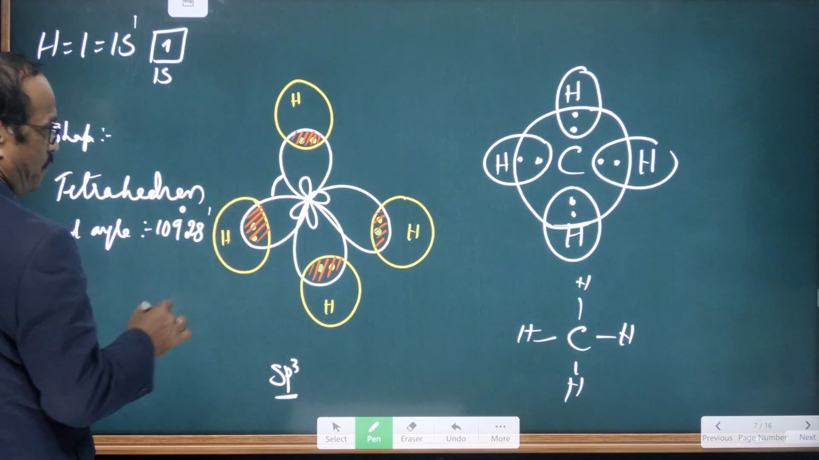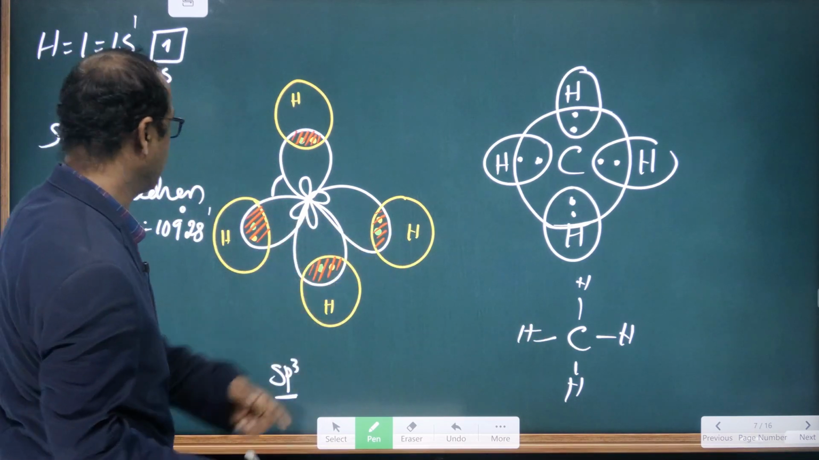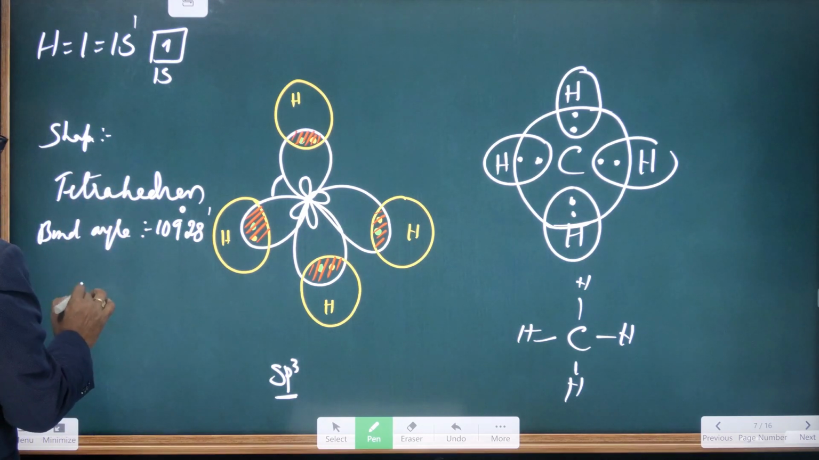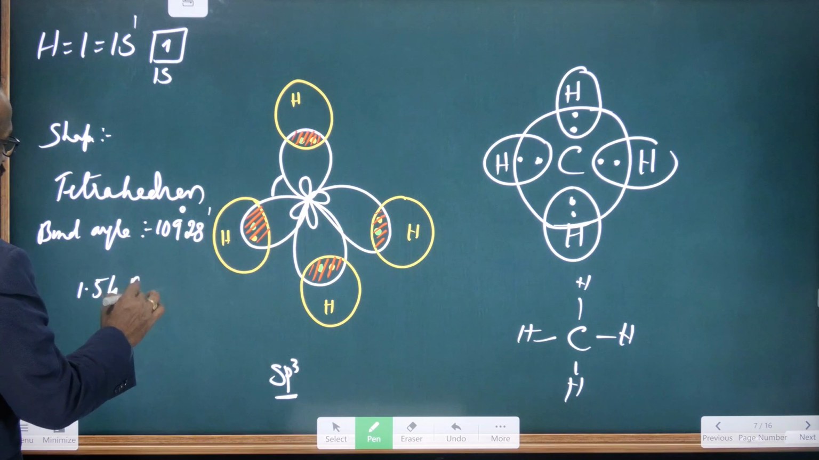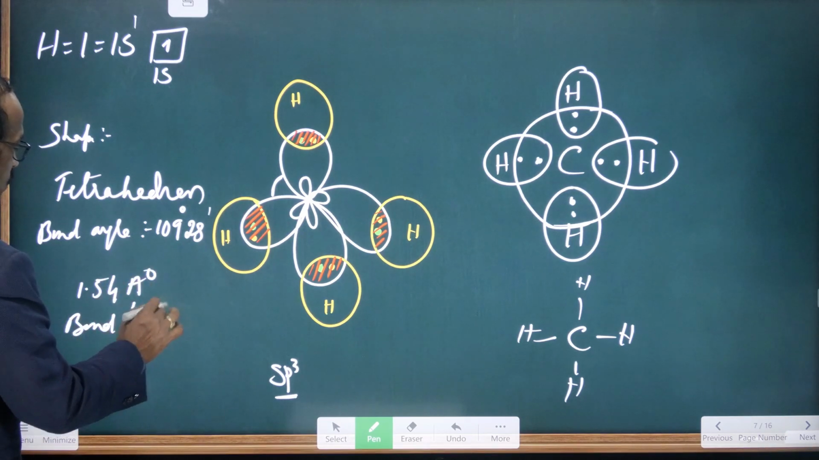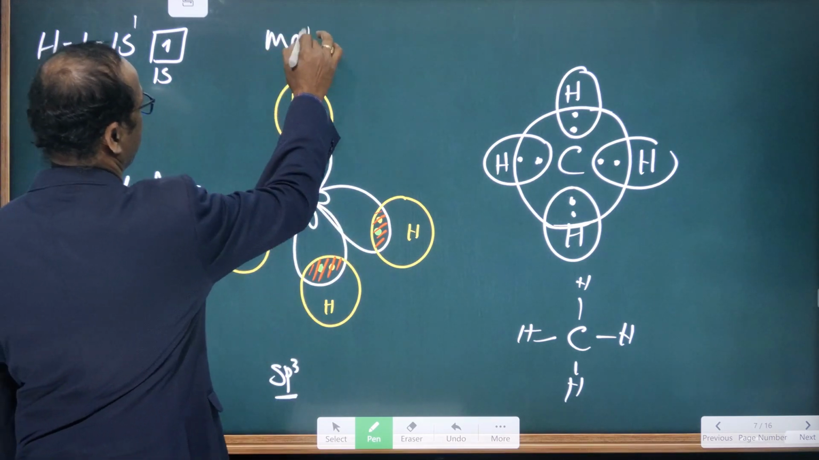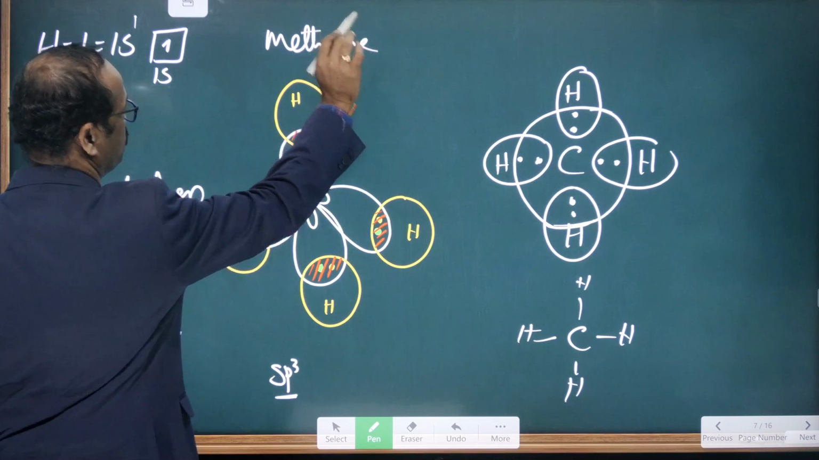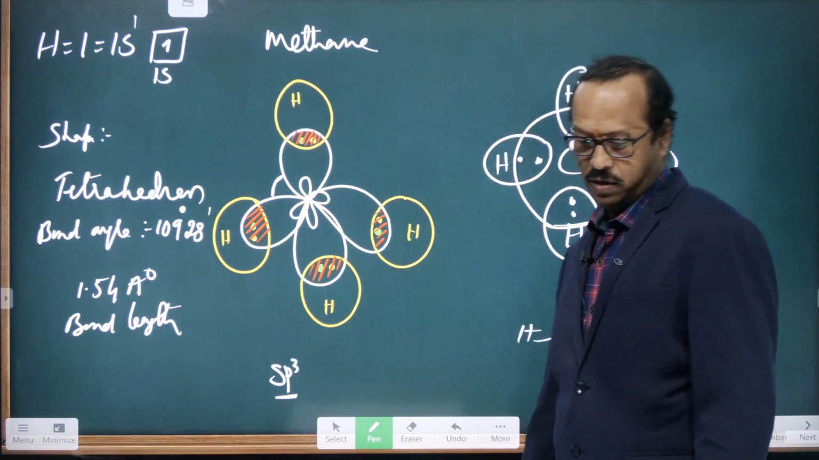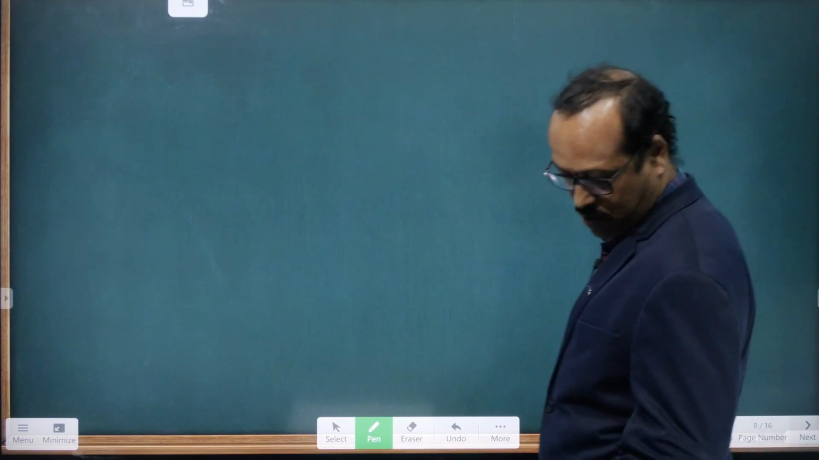And the bond length. This is a single bond. The bond length in the single bond is 1.54 angstrom. This is the bond length. These points are very important. You need to remember this one. So this is methane. Clear to you, methane? That's about the formation of methane. Okay, so now after methane, we go to the next one. What is it?